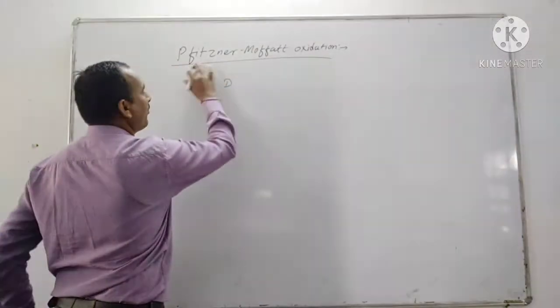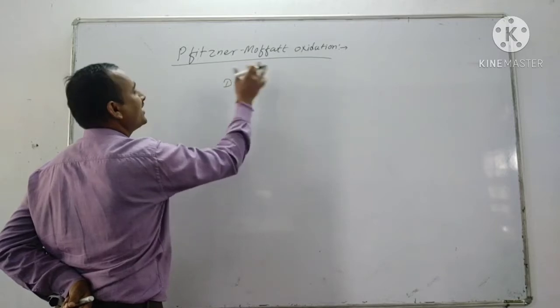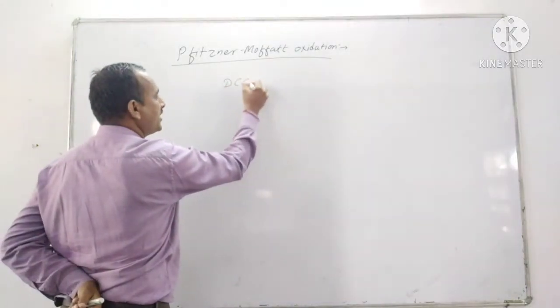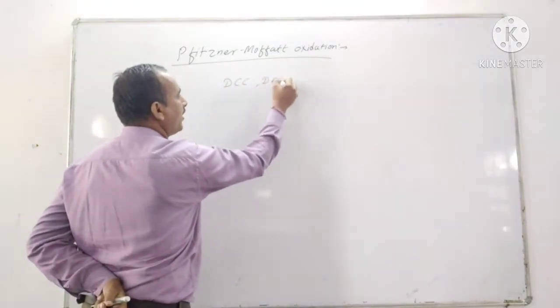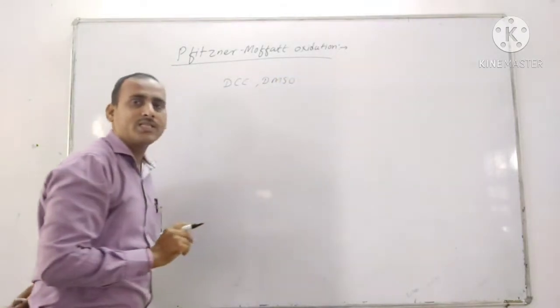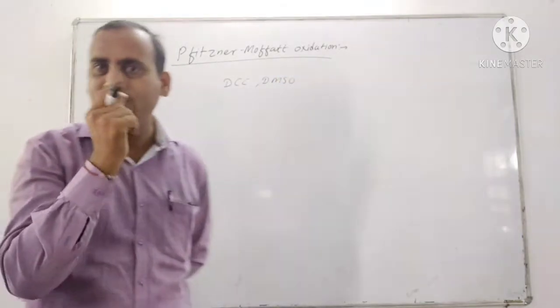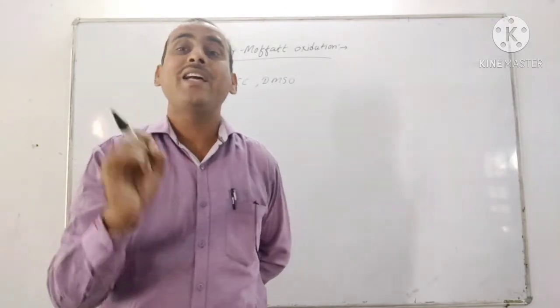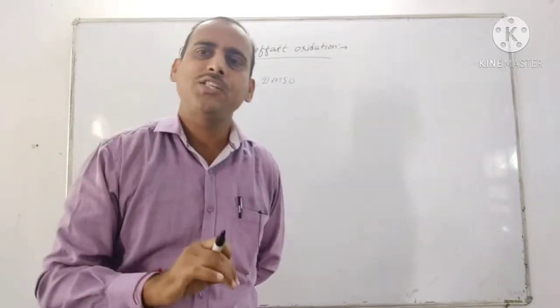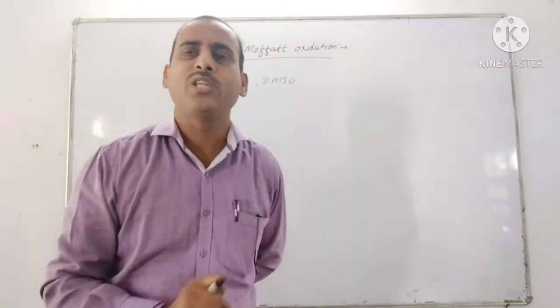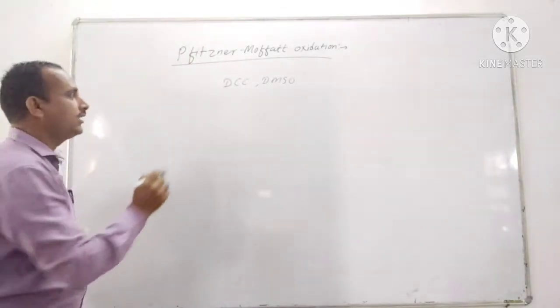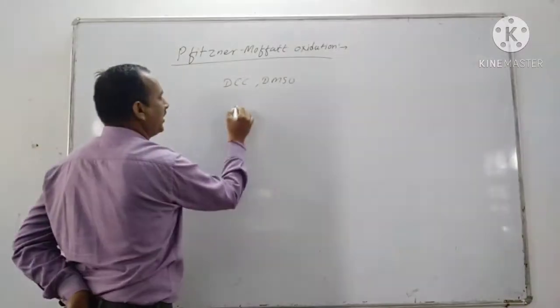So Pfitzner-Moffatt oxidation is DCC and DMSO in the presence of trifluoroacetic acid and pyridine. In acidic conditions the oxidation of alcohol takes place to form the carbonyl compounds. Let's see the structure of DCC.